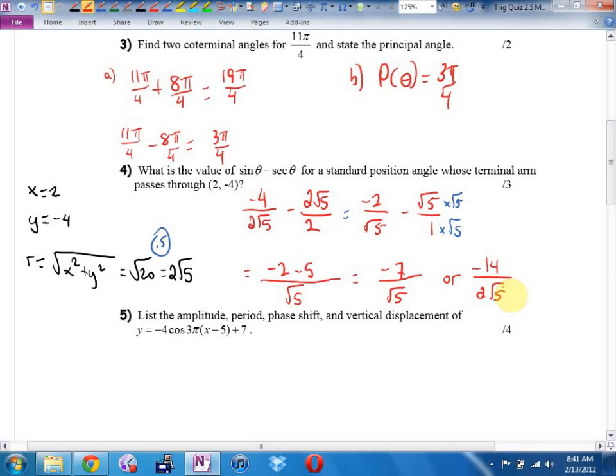Any other weird answers out there you're wondering about? Yes. Oh, you rationalized it. Oh, clever you. So you said negative 7 root 5 all over 5? I'll take that too, and I'll even smile in your direction and say, oh! By the way, I would also then go half mark for that, half mark for that, half mark for that, and then one mark for the answer. Something like that. Any other weird answers out there?